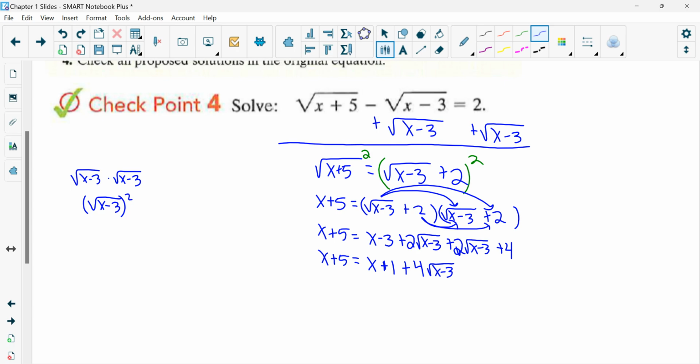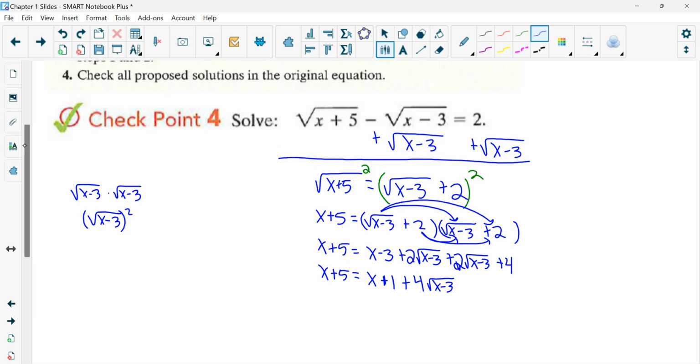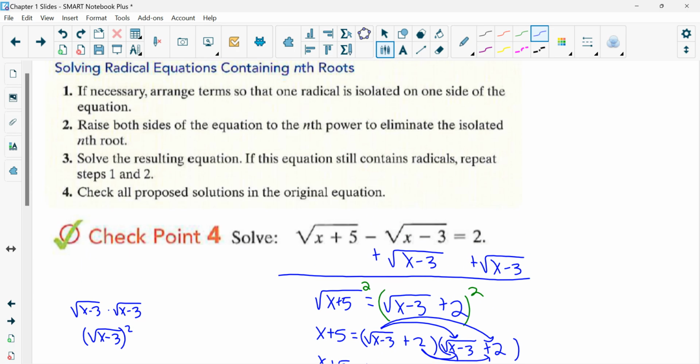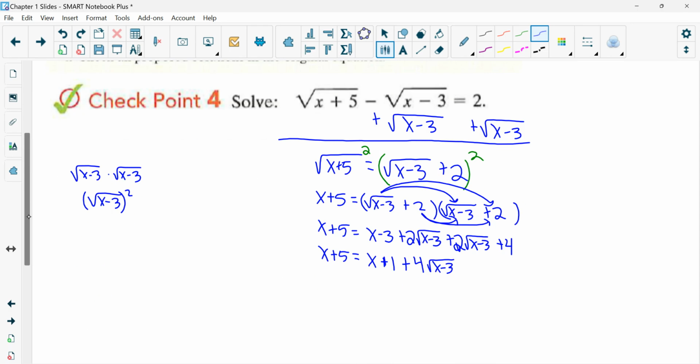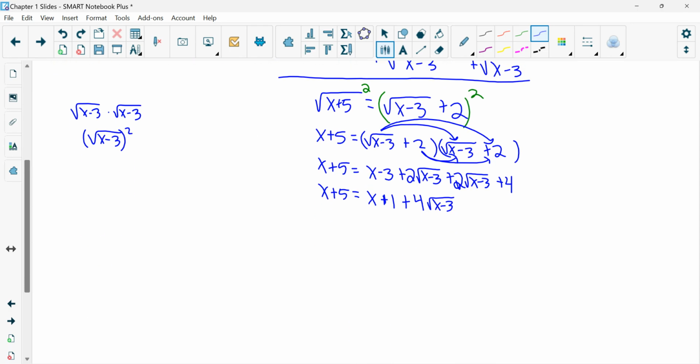But what do you notice about this problem? What do we still have in it? Still a radical, right? So that's where in our steps, where it says we may have to repeat steps 1 and 2 again, this is a case where we're going to have to repeat steps 1 and 2. So the first thing we're going to do is isolate that radical again. So I'm going to subtract x and subtract 1.